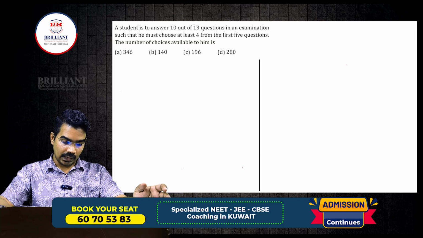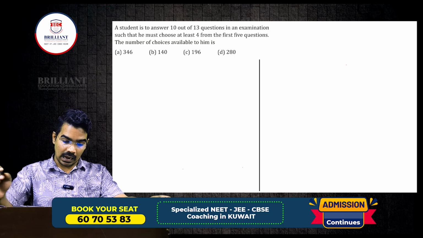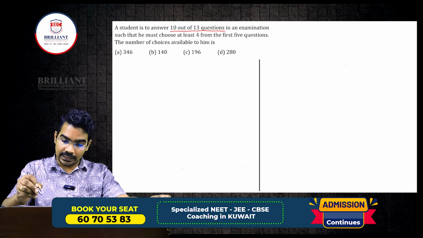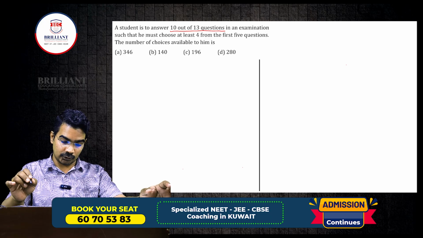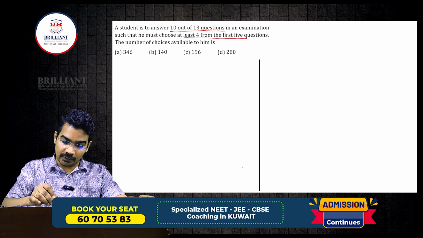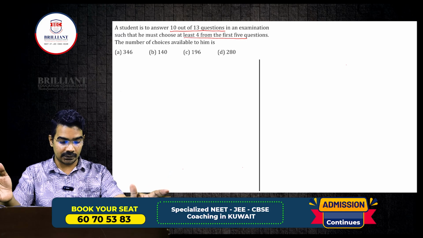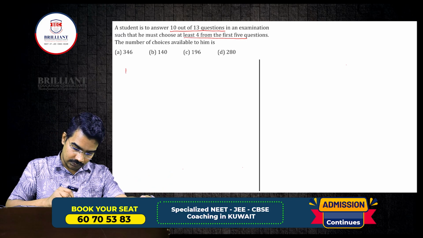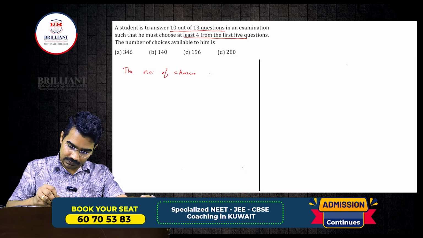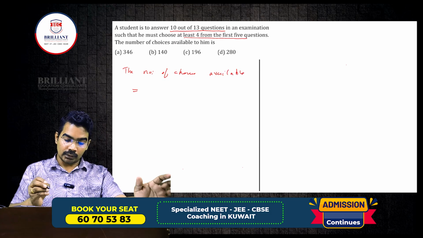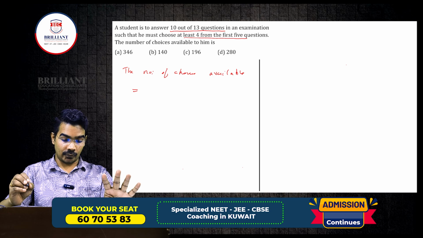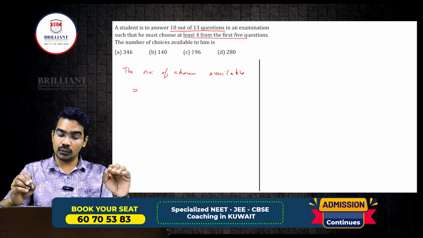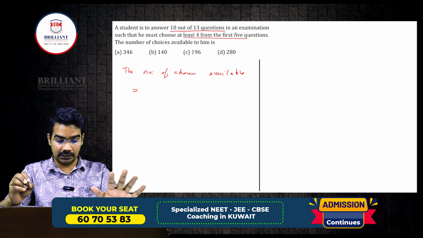So the next question, a student is to answer 10 out of 13 questions in an examination such that he must choose at least 4 from the first 5. 4 questions from the first 5. Then the number of choices available to him. So the number of choices available is equal to, so he can choose minimum 4 from the first 5 and he has to answer 10 from the 13 questions.